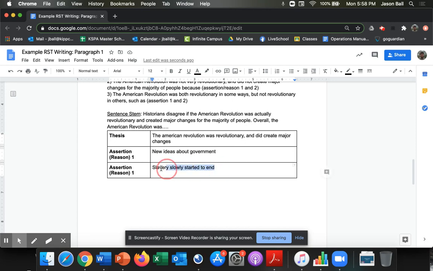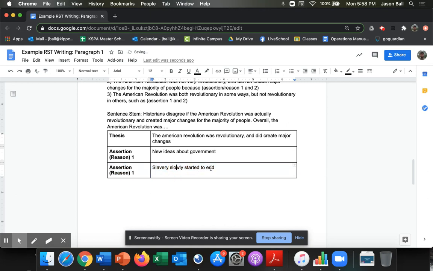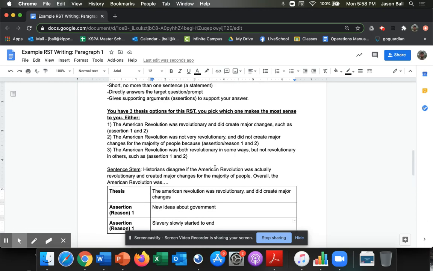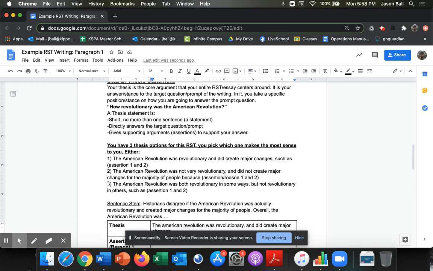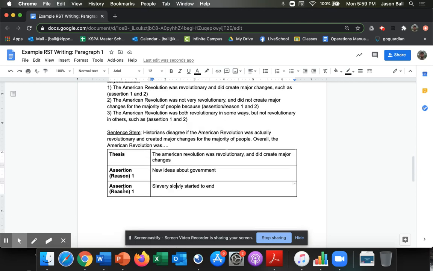That's what you're doing for this one. Again, it really depends on which thesis you're actually taking, which arguments you're going to use as assertions or reasons why to support your thesis. But that's overall what you're doing, choosing which of these three theses you think is the strongest, and then giving two supporting reasons or assertions why.